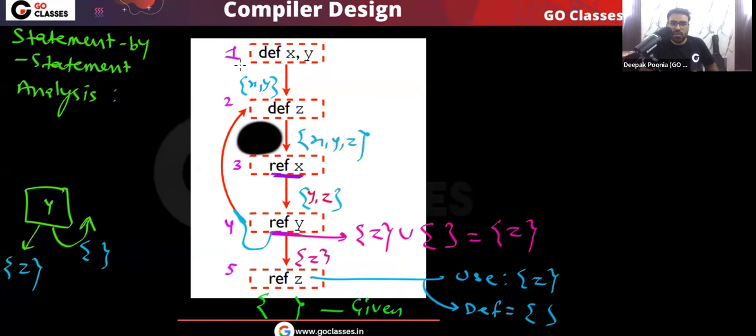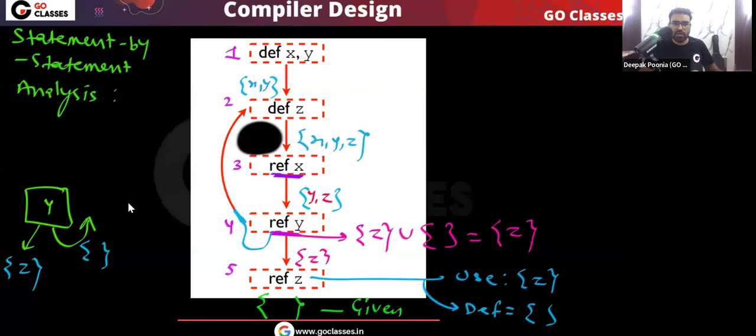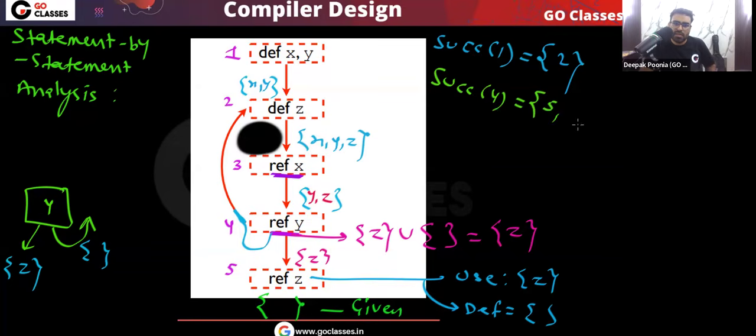Now you tell me, what about out of 1, out of statement 1? You notice for this 1, how many outgoing edges are there? There is only one outgoing edge. Yes or no? So who is the successor of instruction 1? Only instruction 2 is the successor of instruction 1. But remember, who are the successors of instruction 4? Instruction 4 has successor 5 and also successor 2. And the successor of 2 is 3 only. Very simple.